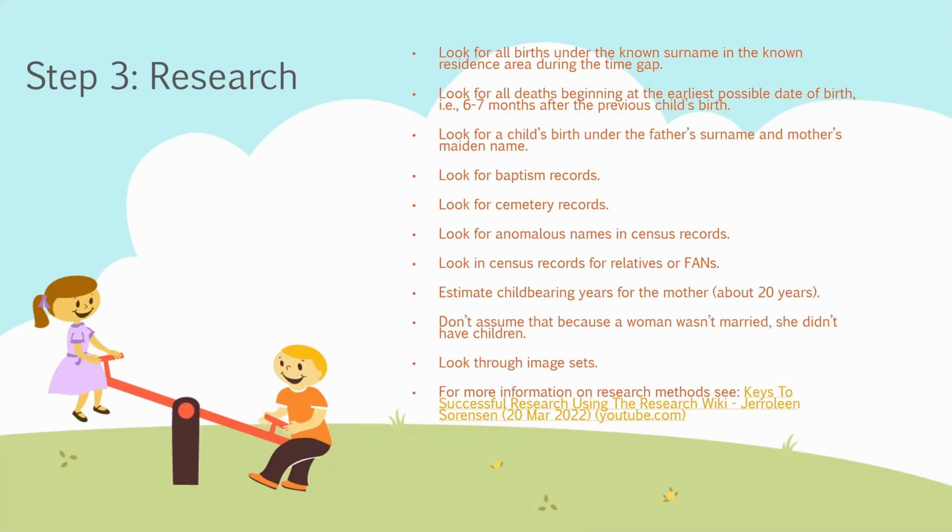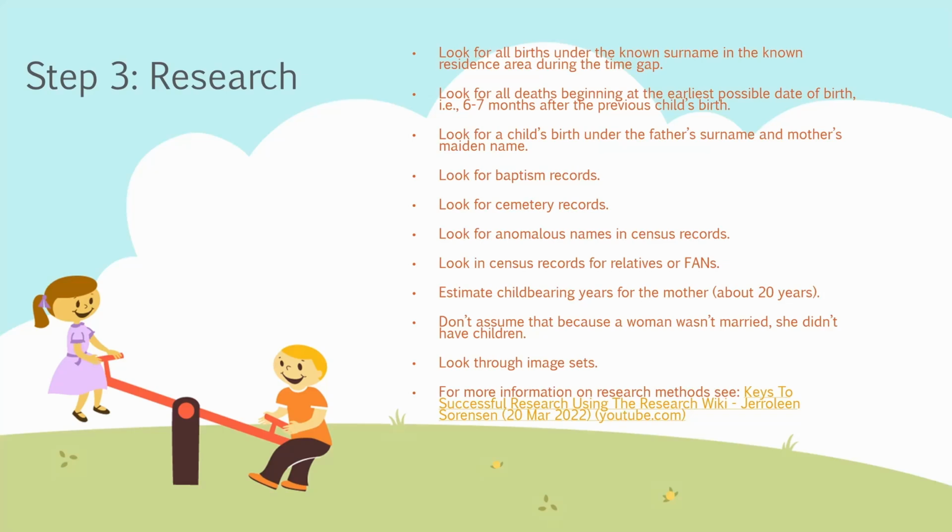Don't assume that just because a mother wasn't married, she didn't have children. So many women had illegitimate children, even in the olden days. They just did. So if you see an anomalous name, it's possible that it's an illegitimate child of the woman that was not married when she had him.